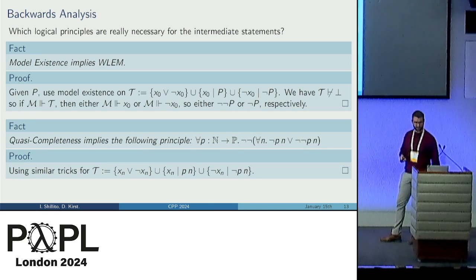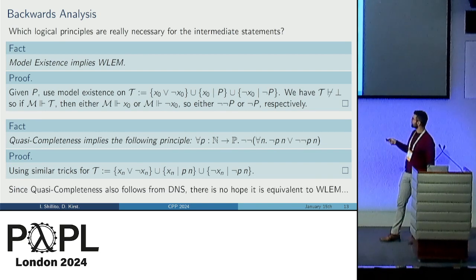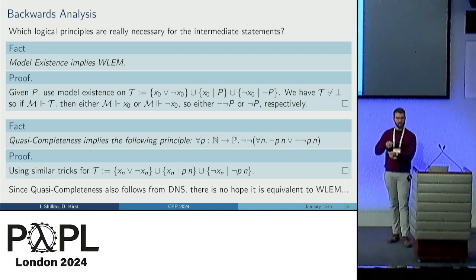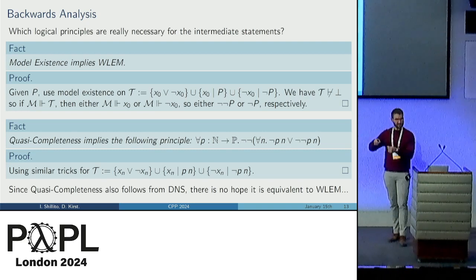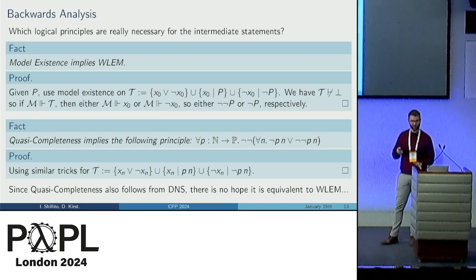And now we could wonder whether we were just not doing well enough, and maybe there should be a proof of the weak excluded middle from quasi-completeness. But since we also can prove quasi-completeness from double negation shift, this other principle I showed in the beginning, which allows pulling out double negations, there is no hope to actually derive weak excluded middle from quasi-completeness, because then by composition from double negation shift, we would have gone to weak excluded middle, and weak excluded middle behaves much more classical than double negation shift. So there's no hope doing that.